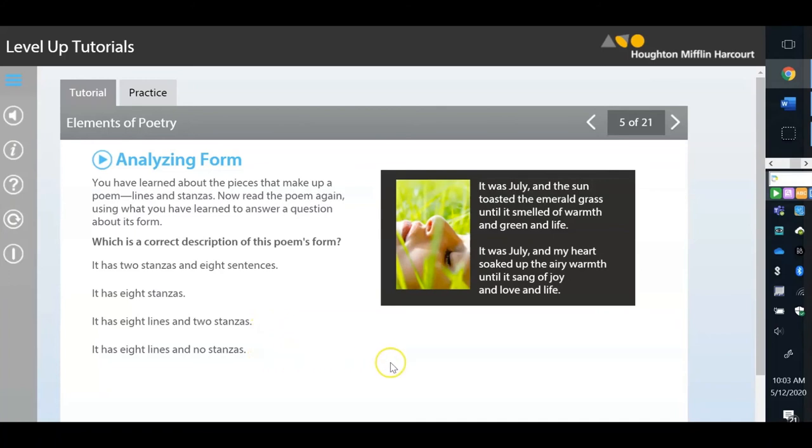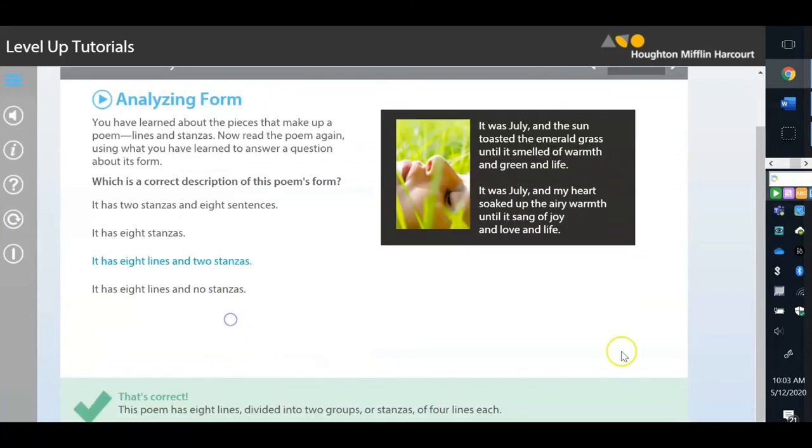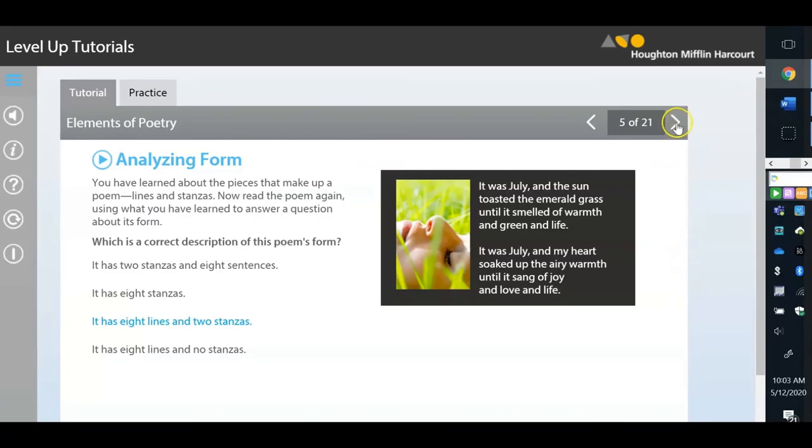Take a moment to think about your response. If you selected it has eight lines and two stanzas, you're correct. This poem has eight lines divided into two groups or stanzas of four lines each.